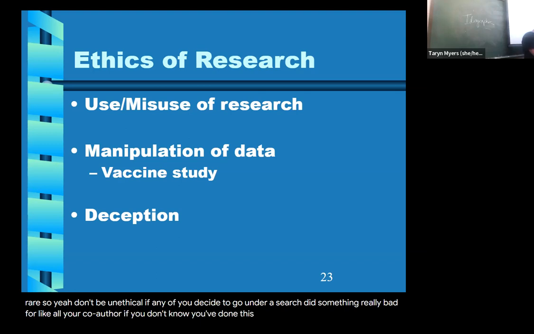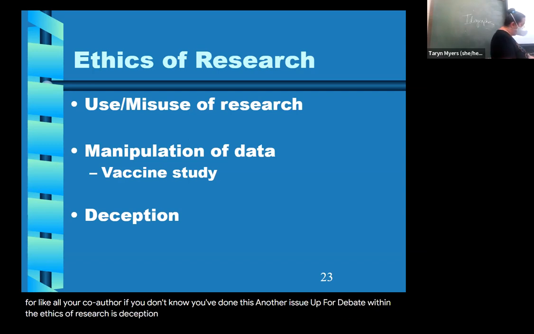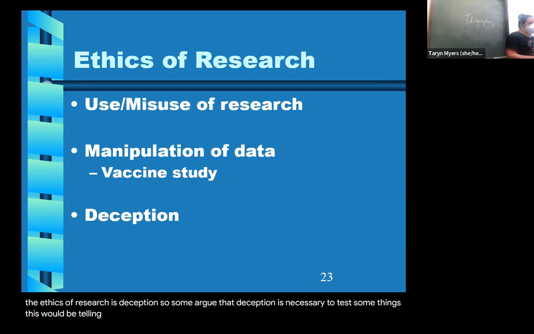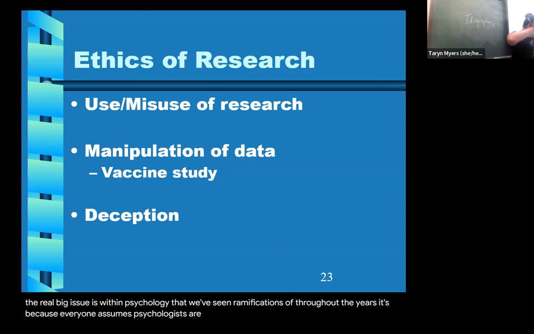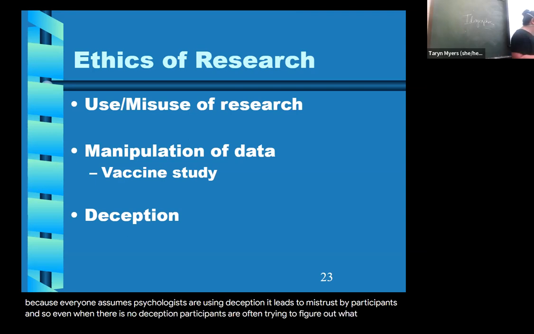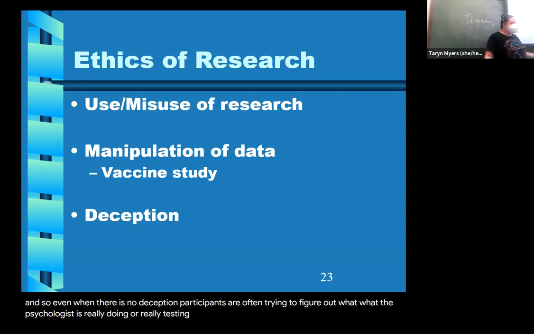Another issue up for debate within the ethics of research is deception. Some argue that deception is necessary to test some things. This would be telling participants you're doing one thing when you're really doing another. But the real big issue within psychology that we've seen ramifications of throughout the years is that because everyone assumes psychologists are using deception, it leads to mistrust by participants. And so even when there is no deception, participants are often trying to figure out what the psychologist is really doing or really testing, right? And then you're just not getting accurate results.